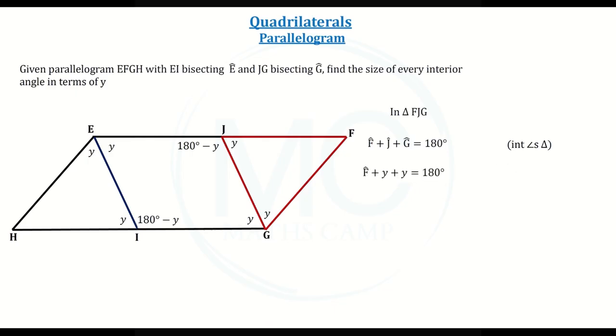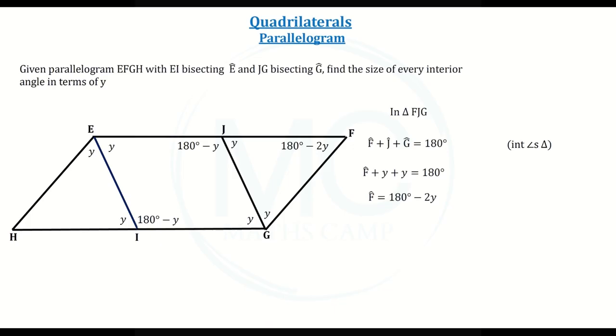Now, to find a value for F, we make angle F the subject of this equation. We say F is equal to 180 degrees, and then we move the two y's to the right, so we get minus 2y. This is the value for angle F. So let's put 180 degrees minus 2y into our diagram, and we can make it black again.